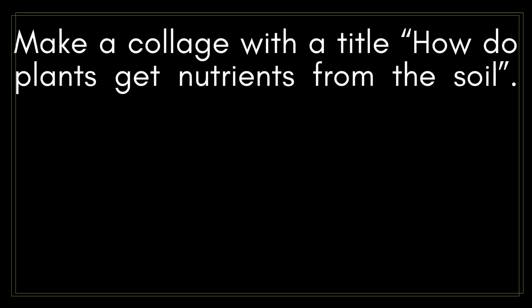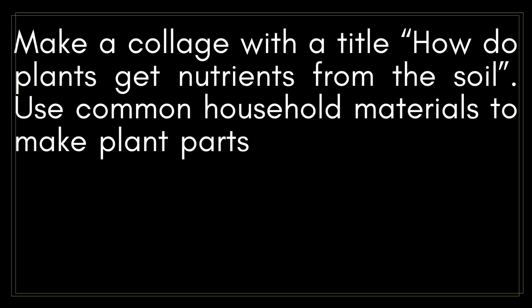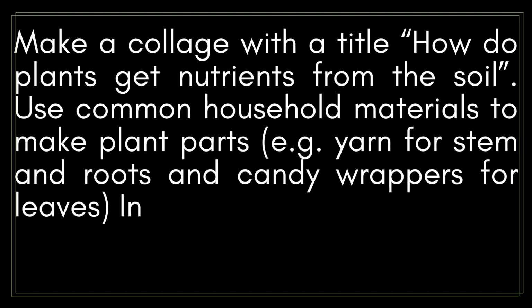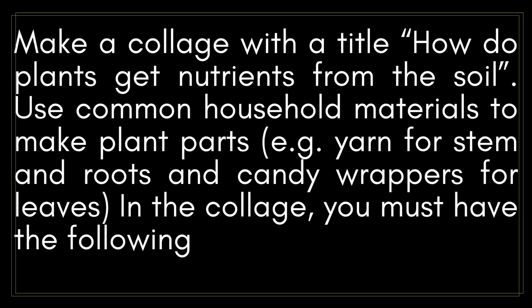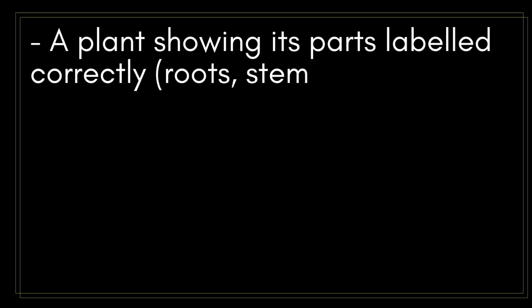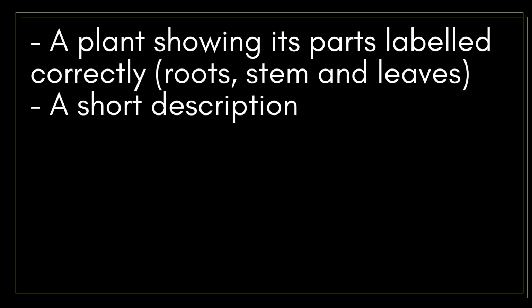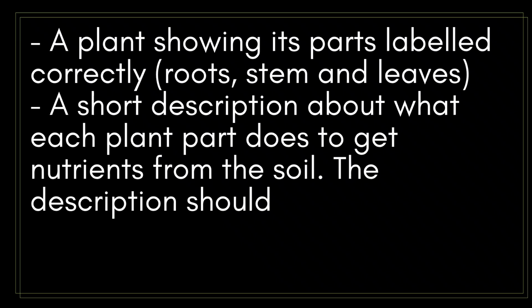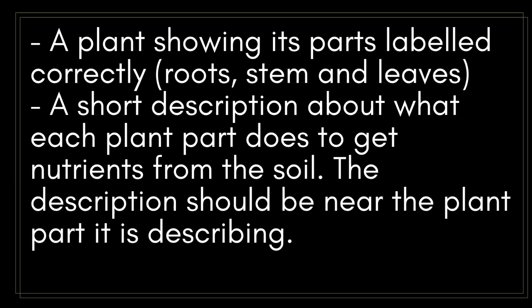Make a collage with the title, How do plants get nutrients from the soil? Use common household materials to make the plant parts. Example, yarn for the stem and roots and candy wrappers for leaves. In the collage, you must have the following. A. A plant showing its parts labeled correctly: the roots, the stem, and the leaves. B. A short description of what each plant part does to get nutrients from the soil. The description should be near the plant part it is describing.